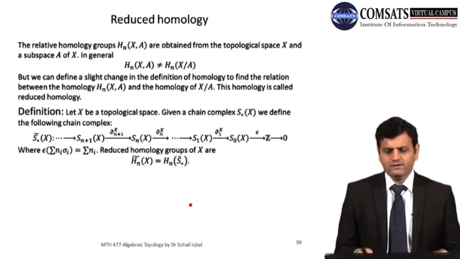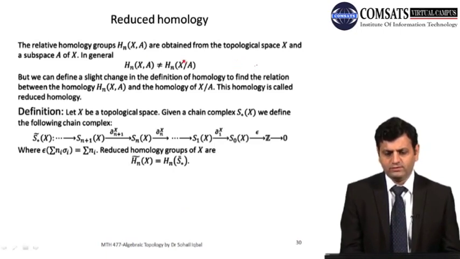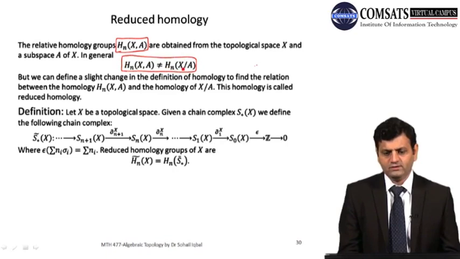Now let's begin with the last section of today's lecture, reduced homology. We have defined what relative homology is. Now the following question arises: is it true that relative homology is equal to the homology of the quotient topology, X quotient A? In general this is not true, but to find the relation between relative homology and the homology of the quotient, we are going to define reduced homology.